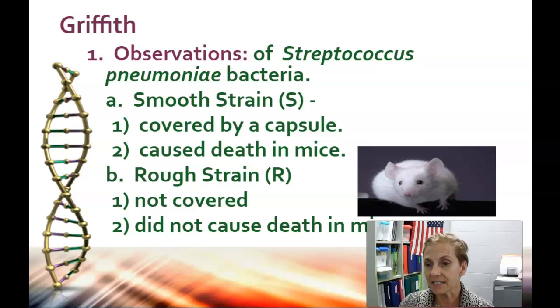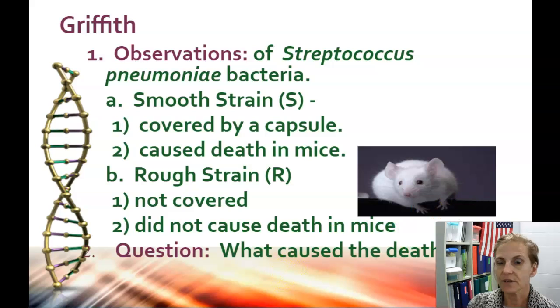So thinking of a vaccine, remember that's his goal. We often use dead or weakened versions of viruses or non-deadly strains of viruses to make vaccines so that our immune system can recognize that organism in the future, right? So not only does he have this question that he's trying to answer, what can I use for a vaccine against pneumonia, he also has the question, what caused the death? If he can figure that out, he might have a handle on creating a vaccine.